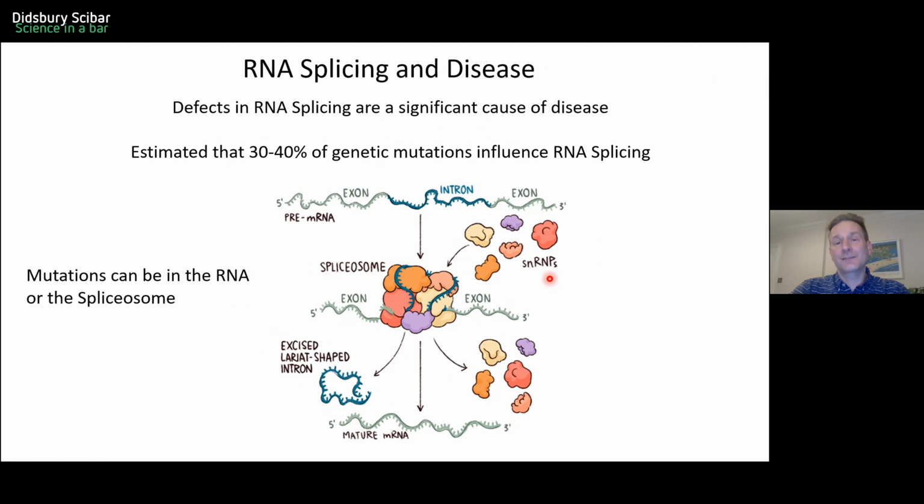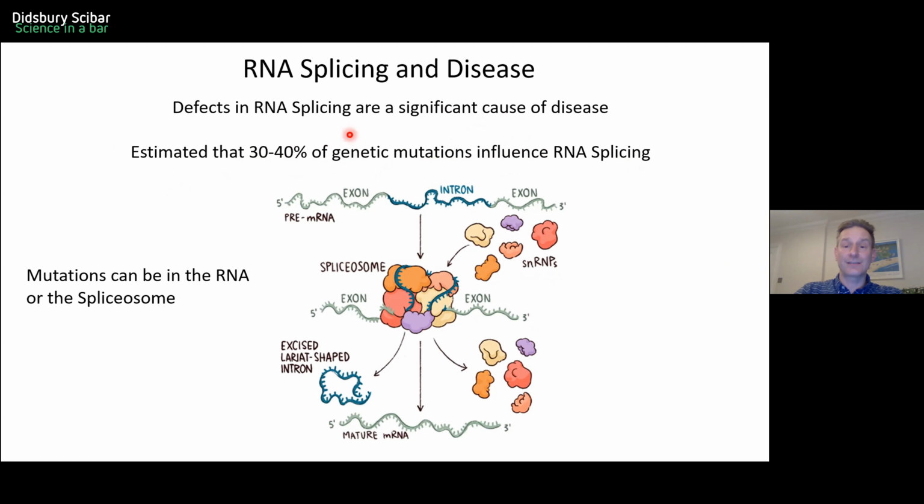So defects in splicing are actually a significant cause of disease. We could estimate that about 30 to 40% of all genetic mutations in the human population, that come up or are passed on between people, influence splicing. So it's a real significant cause of disease.